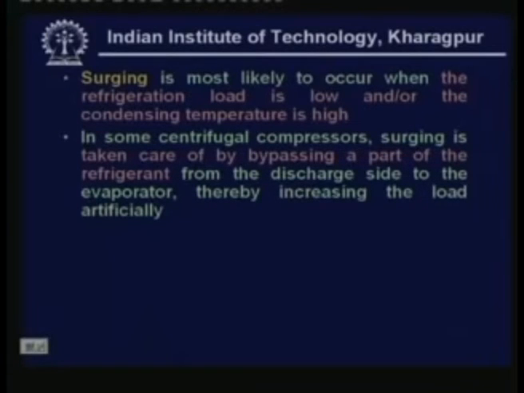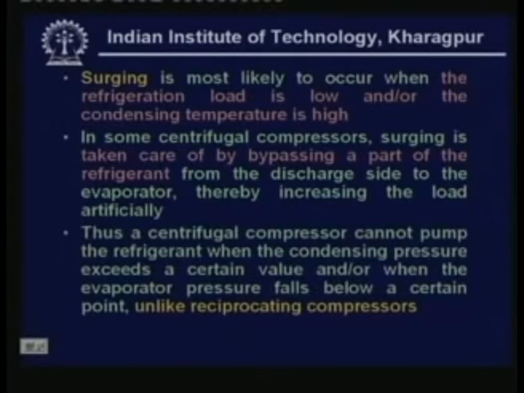In some centrifugal compressors, surging is taken care of by bypassing a part of the refrigerant from the discharge side to the evaporator, thereby increasing the load artificially. So, something like hot gas bypass is done, so that you artificially increase the evaporator capacity. That means you increase the evaporator pressure and reduce the pressure difference and avoid surging. Thus, a centrifugal compressor cannot pump the refrigerant when the condensing pressure exceeds a certain value and or when the evaporator pressure falls below a certain point, unlike reciprocating compressors. I have explained this already.